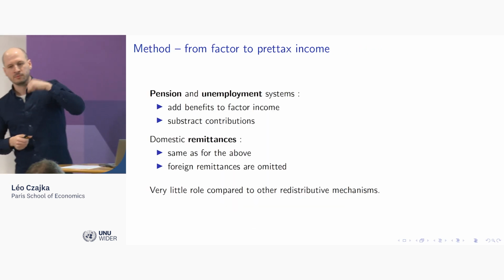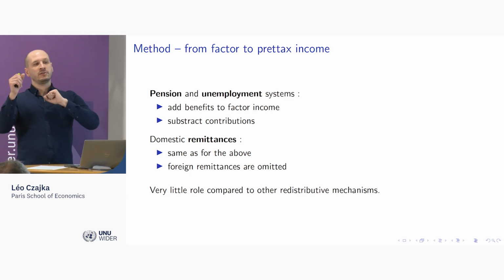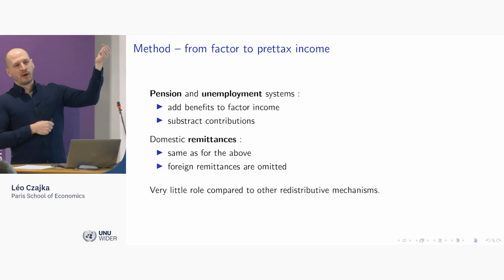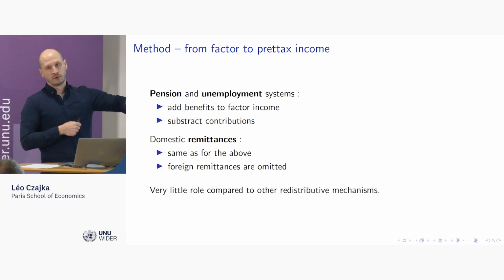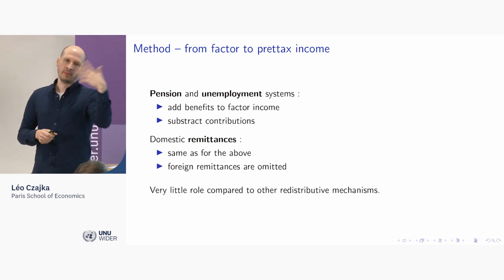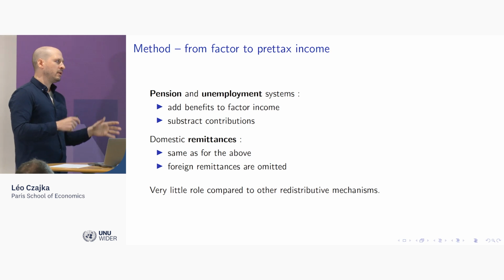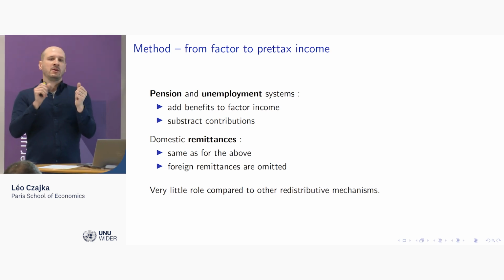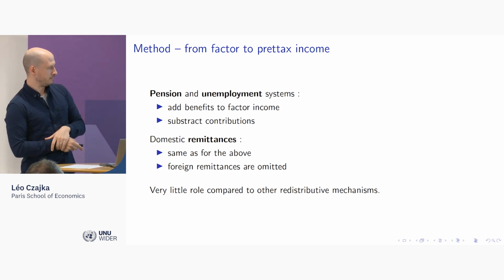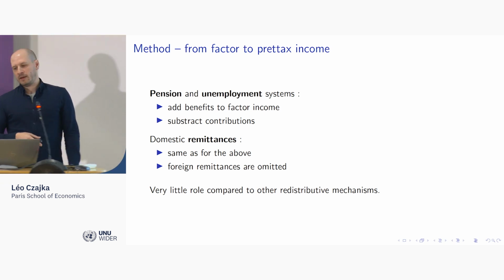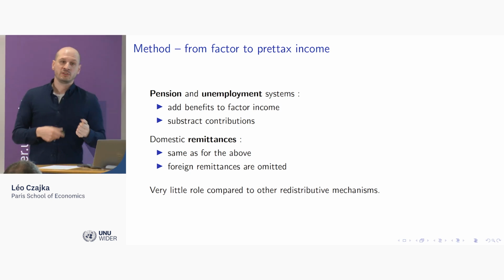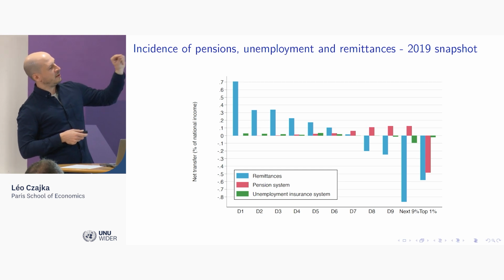Next, we go from factor income to what I call here pre-tax income, taking into account the impact of pension and unemployment. So we add to income the benefits of pension and the benefits of unemployment, and we subtract the contributions that are made. We also exploit information about domestic remittances. Remittances received from or made to foreign countries are ill-measured, so we don't use them. But we measure remittances that are made between households within South Africa. So we also incorporate this form of pre-tax redistribution. Yet it's worth mentioning that these tools in the South African case have very little role compared to other redistributive mechanisms, as can be highlighted with this picture.